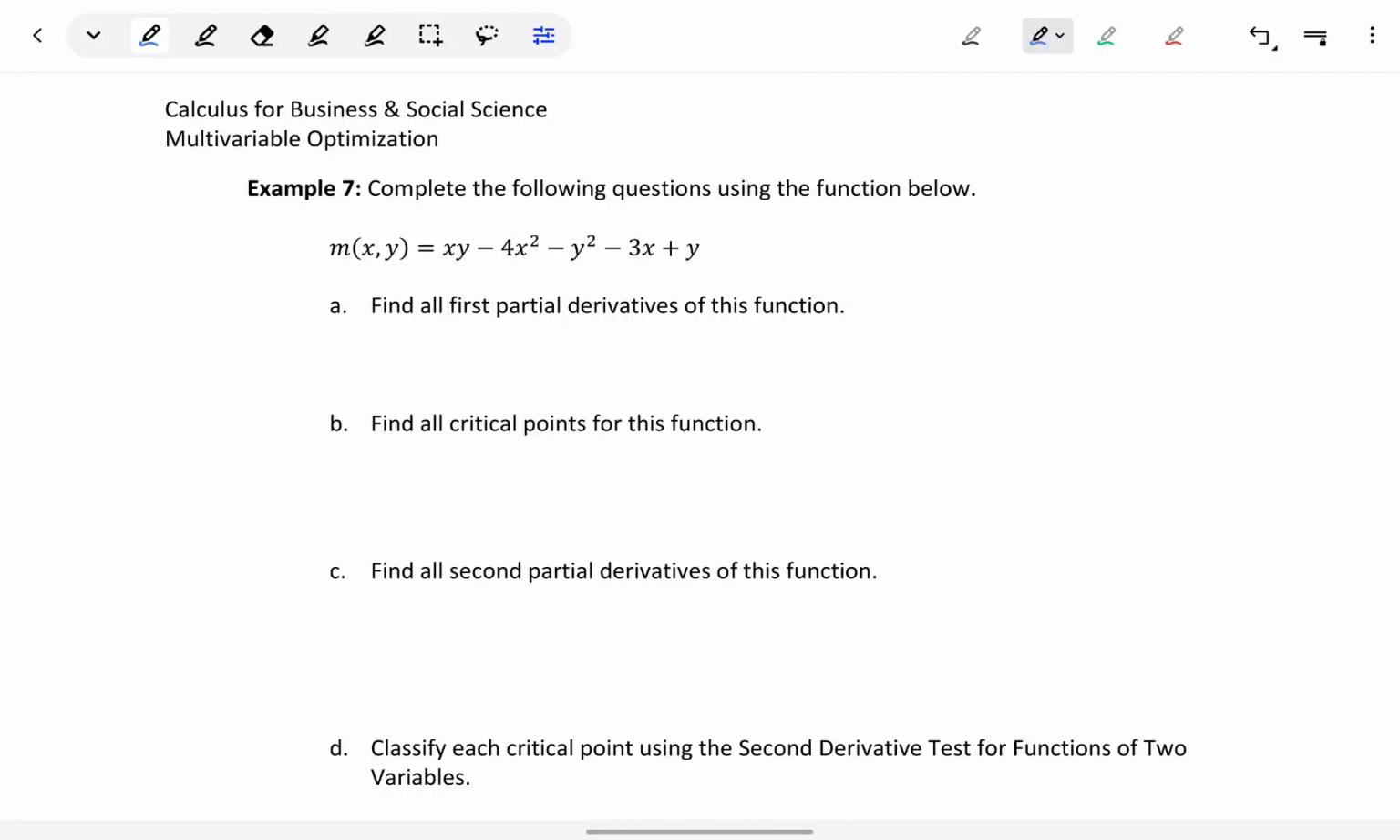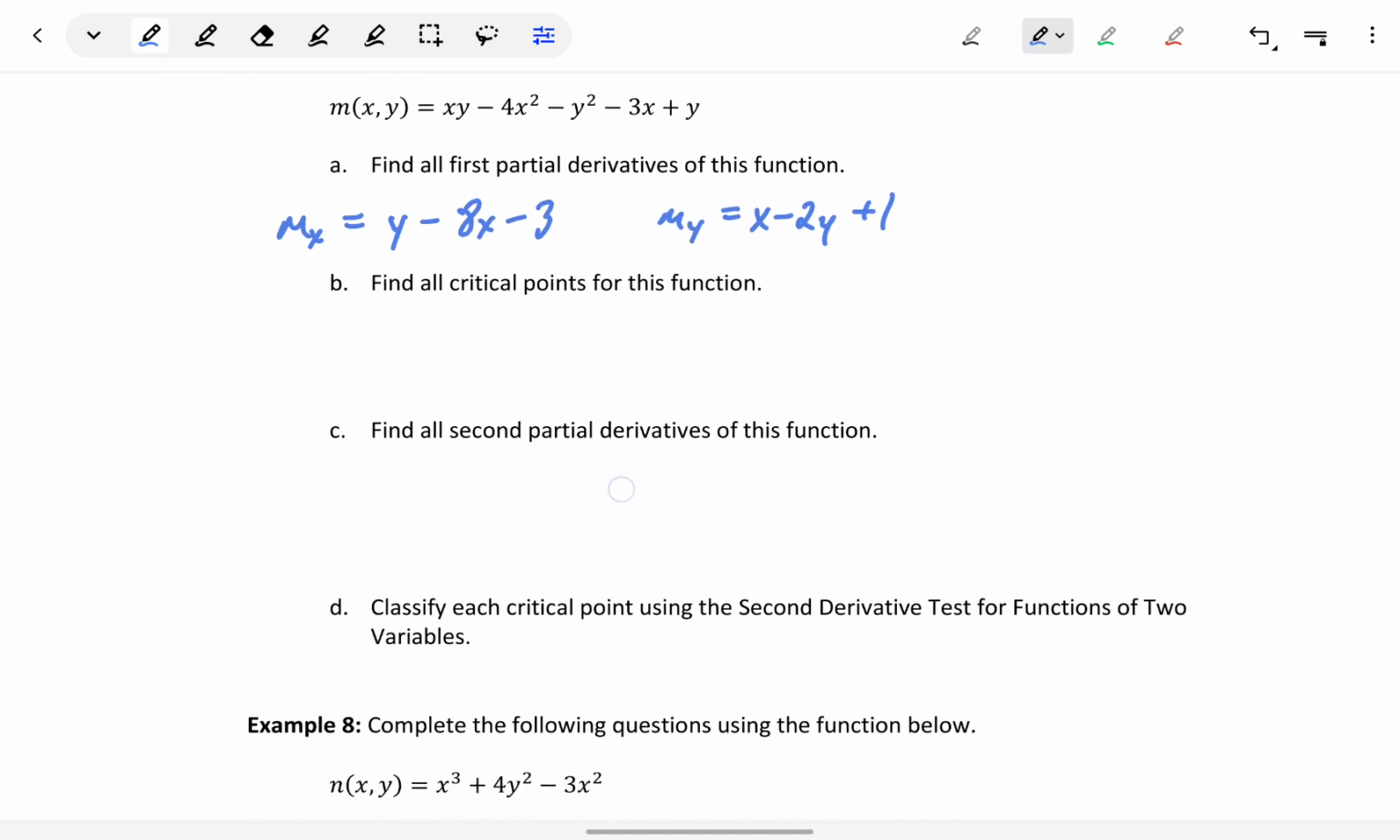In example 7, we have another multivariable function to optimize, but in this case, our work in part B, finding those critical points, is going to be a little bit more involved. We'll start off by finding the first partial derivatives. m sub x will give us y minus 8x minus 3, and m sub y will give us x minus 2y plus 1. To find the critical points, we'll take each of those expressions and set them equal to 0.